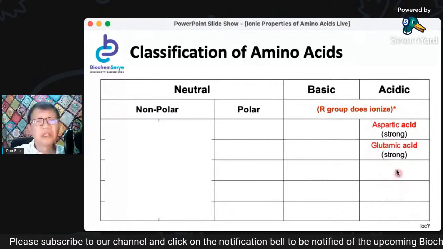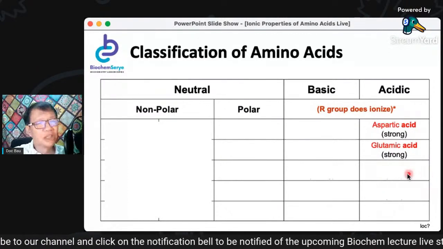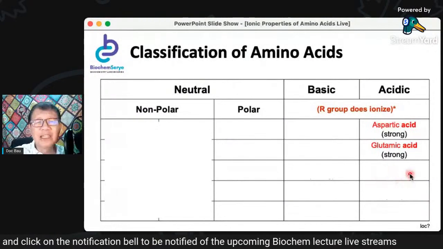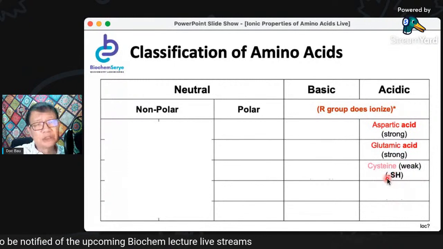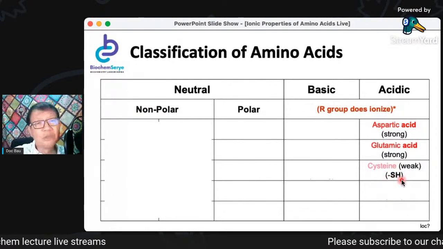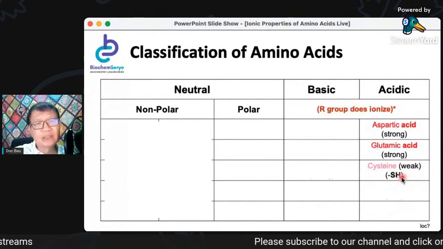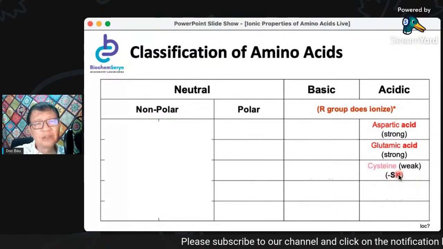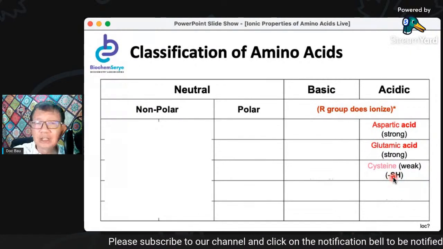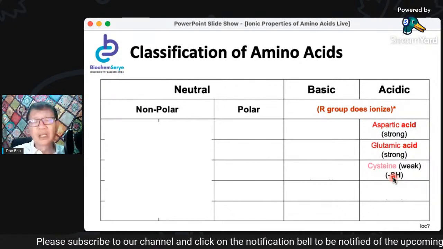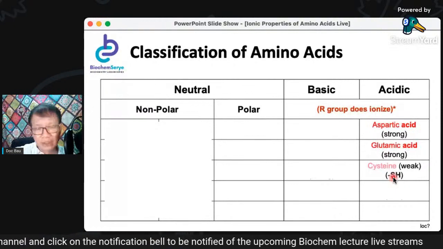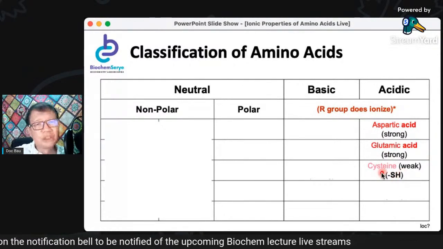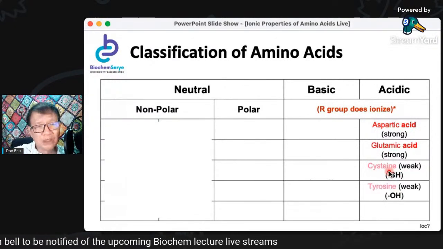Then what are the two weakly acidic amino acids? Your cysteine. Please do remember that the third functional group of cysteine is acidic. Your sulfhydryl group, your SH, ionizes. Sulfur is a highly electronegative atom. An electronegative atom is an atom that has a high attraction to the shared electrons. So hydrogen can be given off. So this is your sulfhydryl group. We'll see that later on.